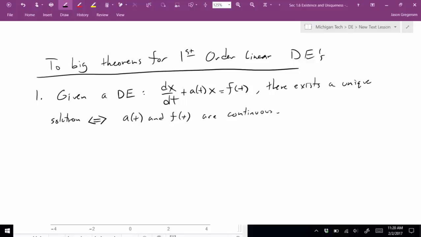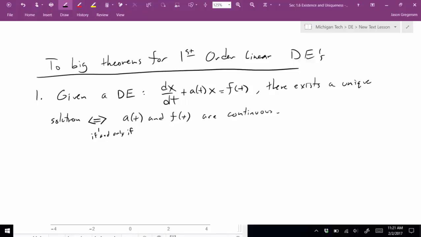What does that double arrow mean? That guy means if and only if. That means that the stuff on the left is true, the stuff on the right is true, and the stuff on the right is true, the stuff on the left is true. It goes both ways. There exists a unique solution if and only if A of t and f of t are continuous. Those are the criteria there. A of t, f of t are continuous.